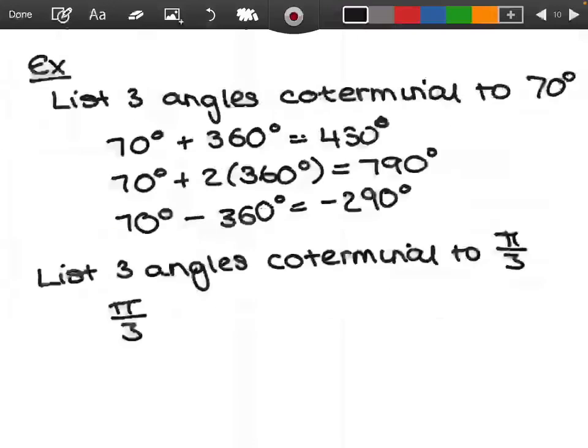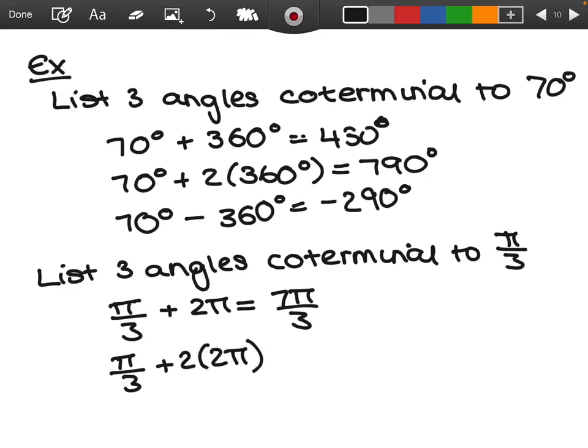So I can add and subtract multiples of 2 pi to my angle in radians, and that will give me other angles. Remember, if you're in degrees, add and subtract multiples of 360 so that you're still in degrees. If you're in radians, we're going to add and subtract multiples of 2 pi, and that will give you coterminal angles in radians. So if I add 2 pi to this, that would give me pi over 3 plus 6 pi over 3, which would be 7 pi over 3.